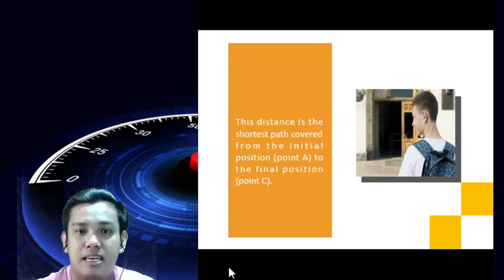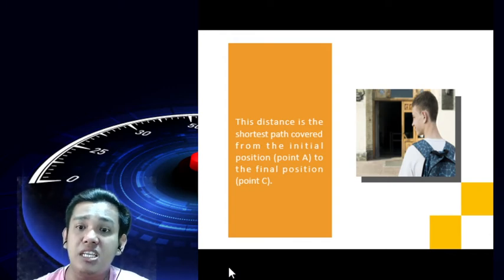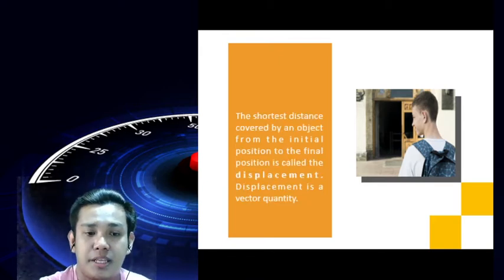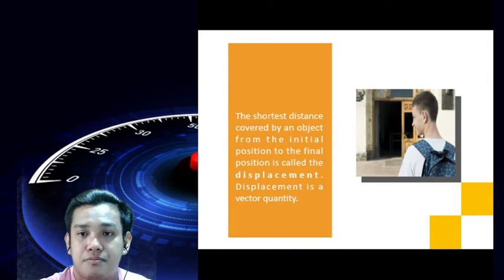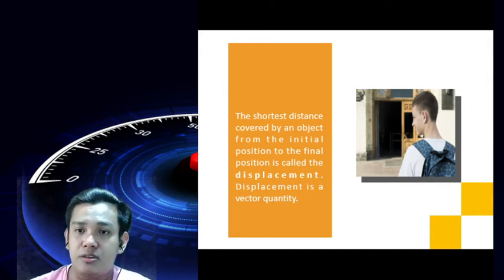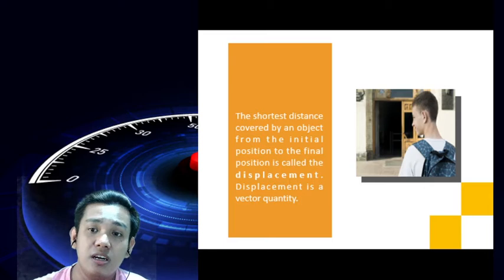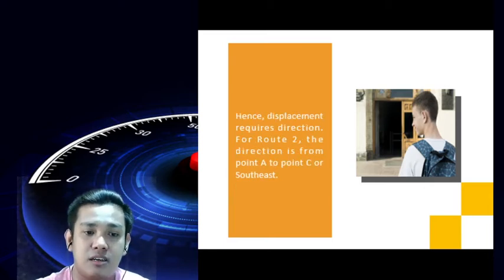So, the distance is the shortest path covered from the initial position, point A, to the final position, which is point C. The shortest distance covered from an initial position to the final position is called the displacement. Okay? Displacement is a vector quantity, as you recall.